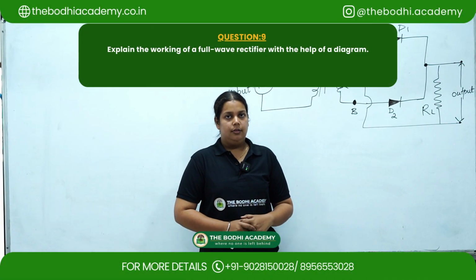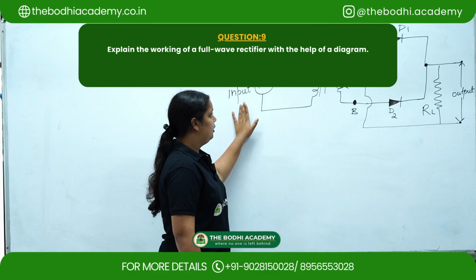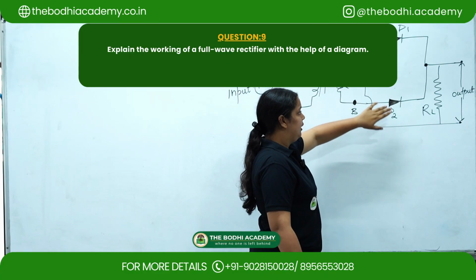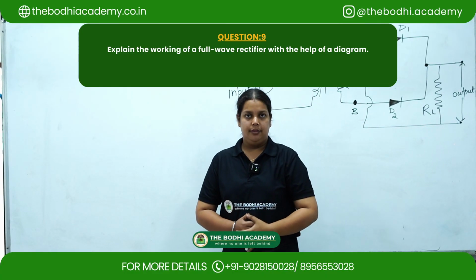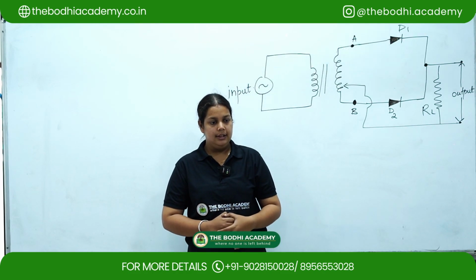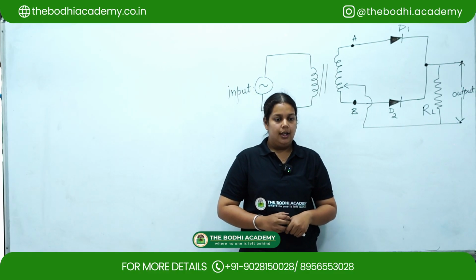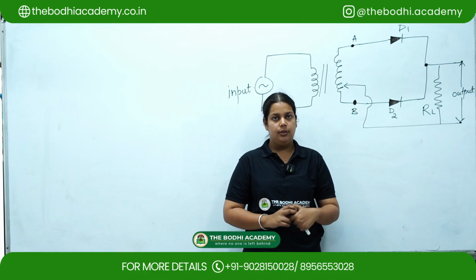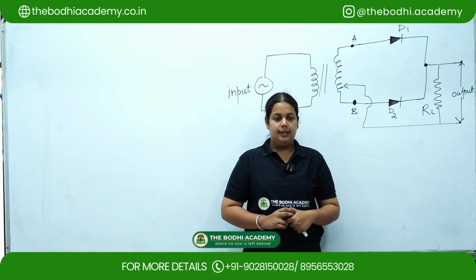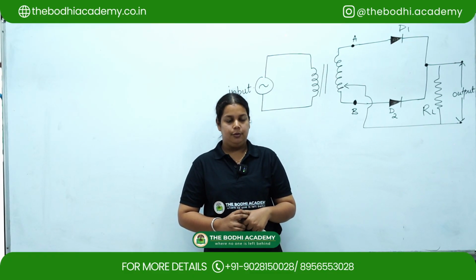Explain the working of a full wave rectifier with the help of a diagram. So we have a diagram, we have input, we have two diodes D1 and D2, a resistor, and output. A full wave rectifier is an electronic device that converts the entire alternating current into pulsating direct current output. Unlike a half wave rectifier, which uses only one half of the AC cycle, the full wave rectifier utilizes both the positive and negative half of the cycle, making it more efficient.